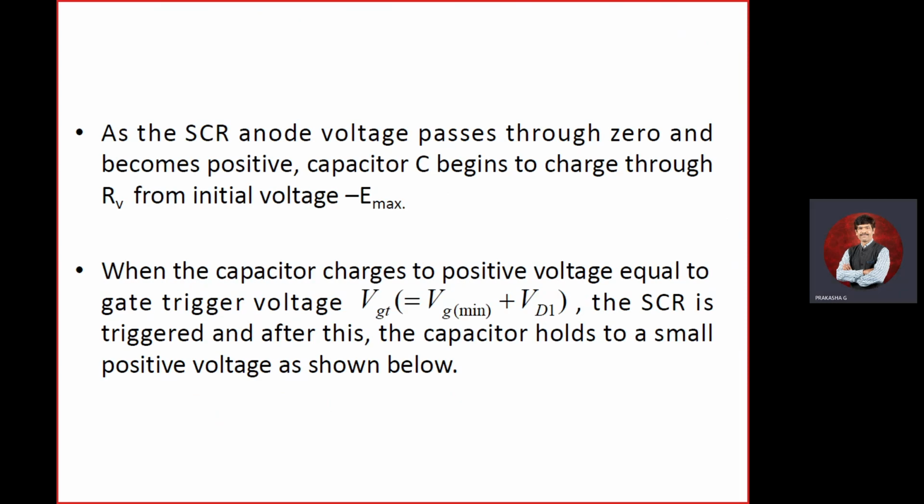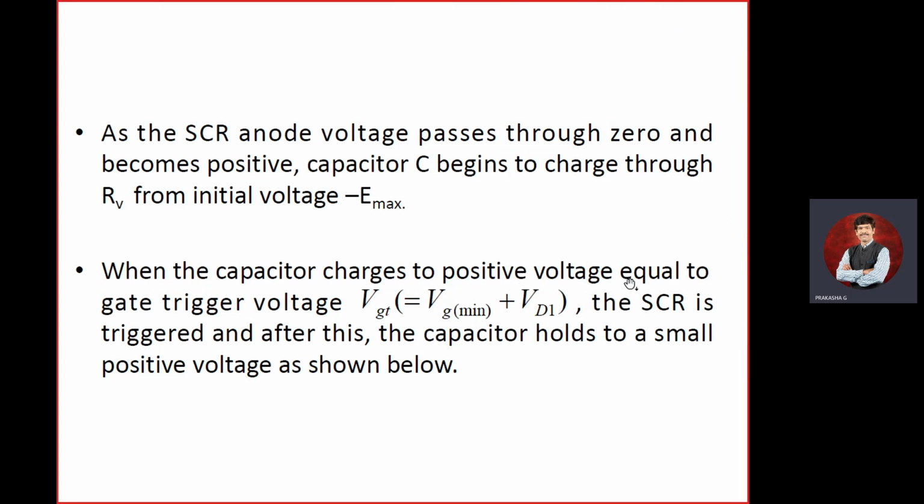As the SCR anode voltage passes through zero and becomes positive, capacitor C begins to charge through R gamma. See here, previously it was charging through the diode D2. Now it is charging through the resistor R gamma. So sometimes it will be charged through R gamma, sometimes through diode D2 itself. During the positive half cycle, it will be with respect to R gamma. During the negative half cycle, it will be with respect to the diode D2.